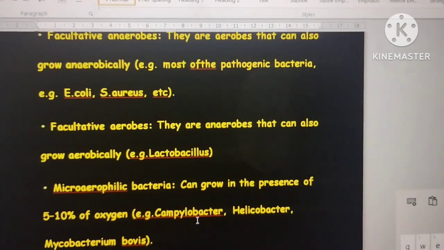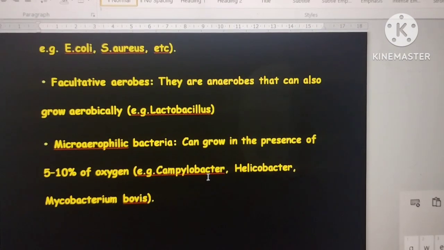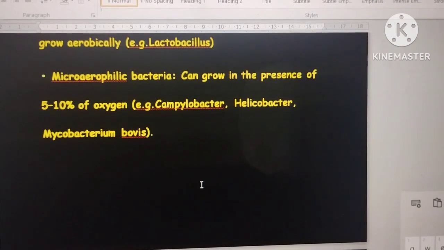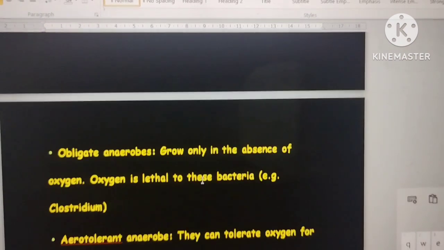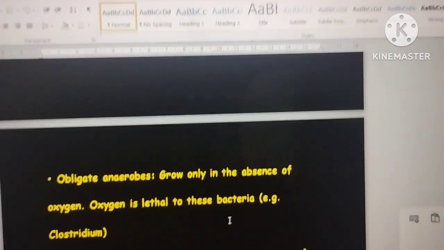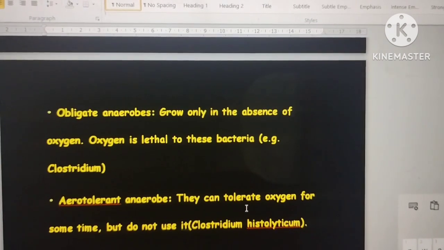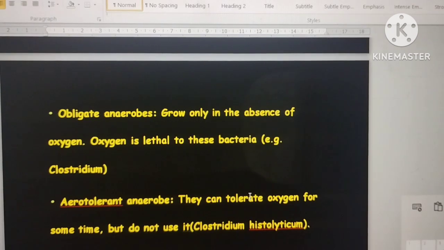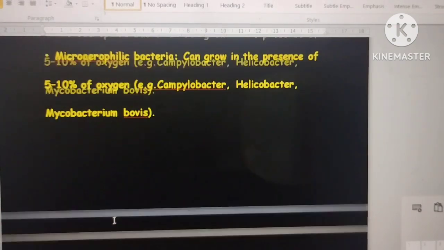Coming to the next topic, microaerophilic. They can grow only in a little amount of oxygen, that is 5 to 10%. You can remember it as MHC: Mycobacterium bovis, Helicobacter and Campylobacter. Coming to obligate anaerobes, they do not require oxygen. If there is oxygen, it is lethal for them. An example is Clostridium. Next, aerotolerant organisms can tolerate some amount of oxygen, for example Clostridium histolyticum. Now we have discussed this, you need to know the definition and examples for each type.